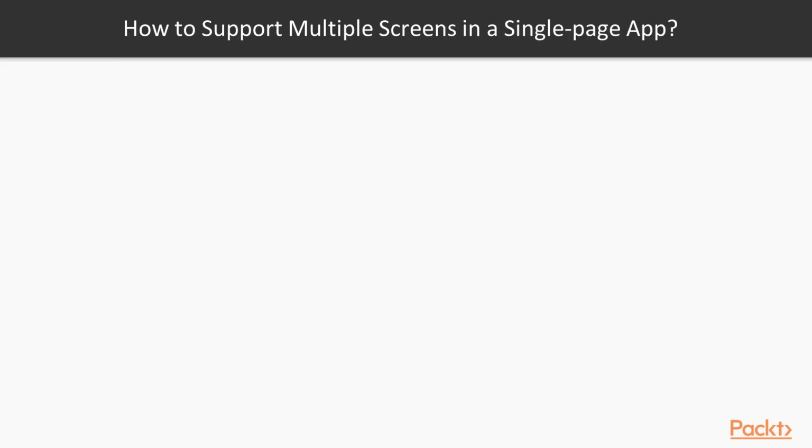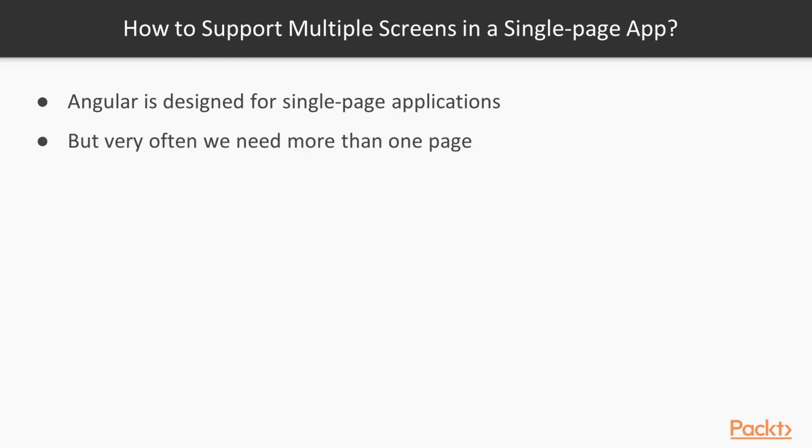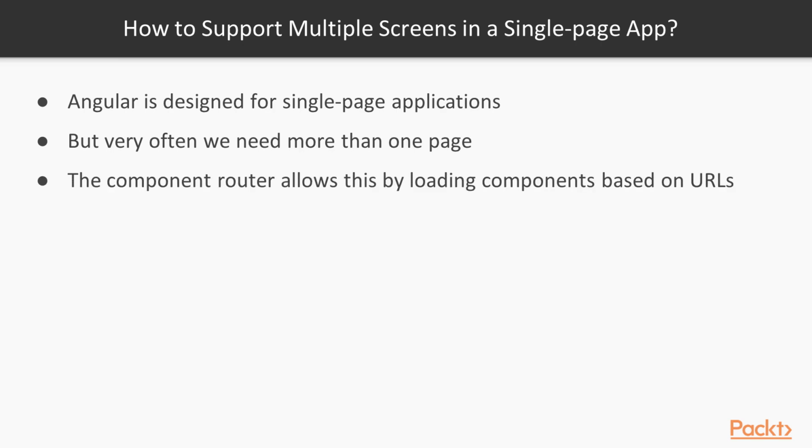So how to support multiple screens in a single page application. As you know, Angular is designed for single page applications. Most of the time we need more than one page, more than one screen to display our data. And that's where the component router comes into play. The component router allows this by basically loading components based on URLs.